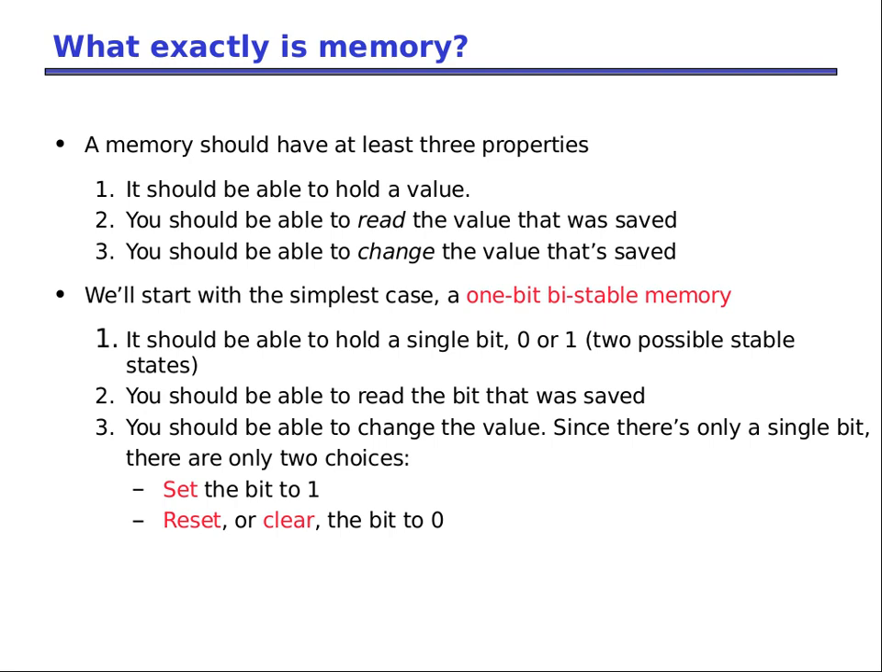All right. So we'll start with the simplest case, a 1-bit bistable memory. It holds 0 or 1. We're going to do a lot of 0s and 1s, by the way. It's going to get kind of complicated. You should be able to read the bit that was saved. You should be able to change it. Since it's only a single bit, you actually only have two choices. Set the bit to 1, and then we're going to have something called reset or clear, which sets it to 0.